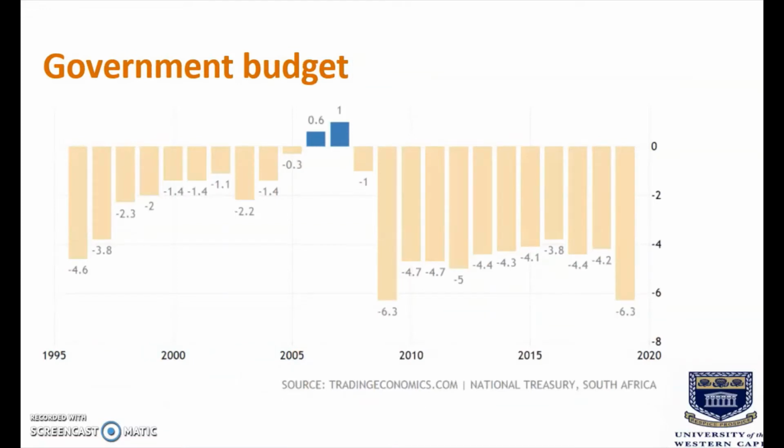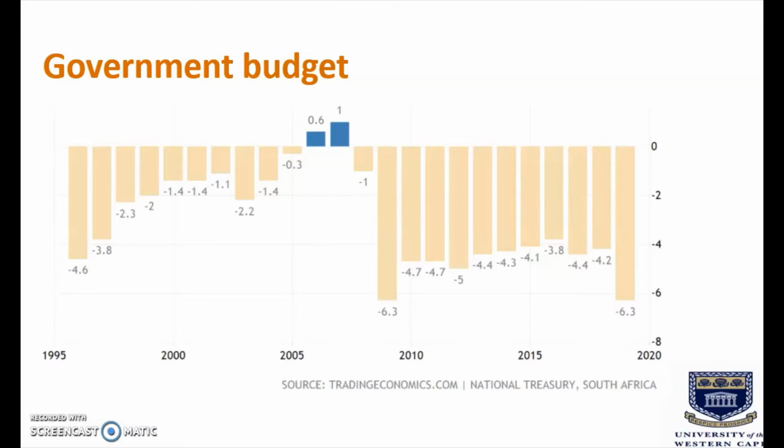The government budget. These graphs show the annual deficit. If you look closely, you can see that between 1995 and 2007, there was a consistent trend of decreasing deficit, such that there was also a surplus for 2 years. But since 2009, the deficit has consistently exceeded 4% of the GDP, with the exception of 2016, of course, when it was 3.8%.